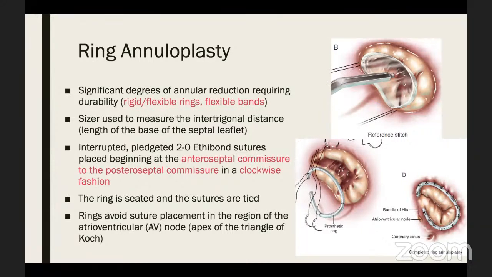And once the size is determined, the interrupted pledgeted 2-0 Ethibond sutures are then placed in the same way from the anteroseptal commissure all the way to the posteroseptal commissure in a clockwise fashion, and then they're passed through the ring, and then the ring is brought down and the sutures tied. As you can see in the picture, there is an area that is open in the ring, so it's not a complete ring, and this is to spare the area of the conduction from any suture placement.